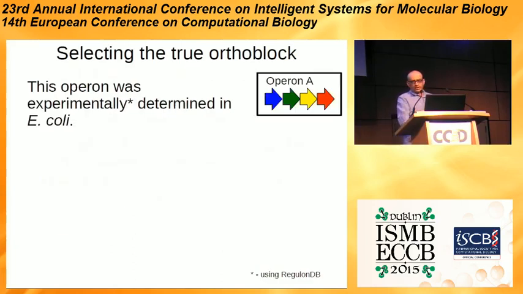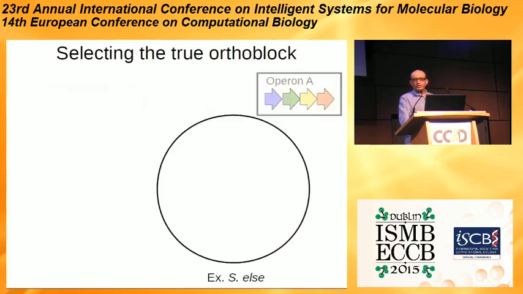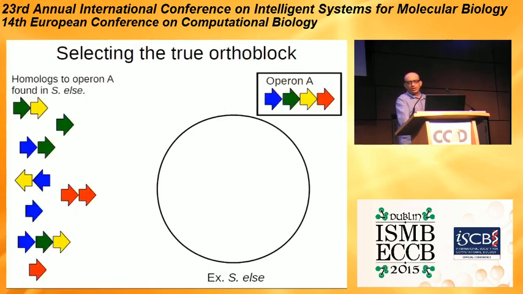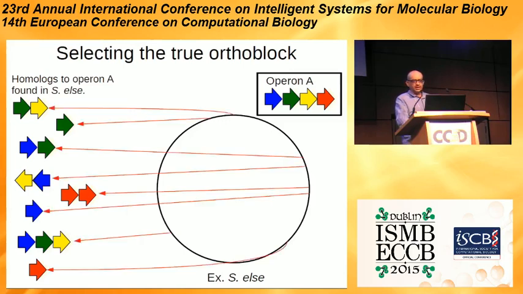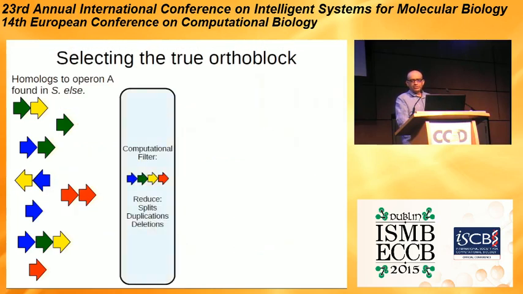We take an operon, like I said, that was experimentally determined in E. coli using RegulonDB. And to select the true ortho block, we BLAST it against another organism, something else, S else, okay? And homologs that we find to this operon A are all of these. Now, how do we tease out the correct ortho block from that? So we looked at the number of events that are needed to reach each ortho block candidate. These are all the ortho block candidates that we have here. That means that we reduce the number of splits, duplications, and deletions, those events, right?